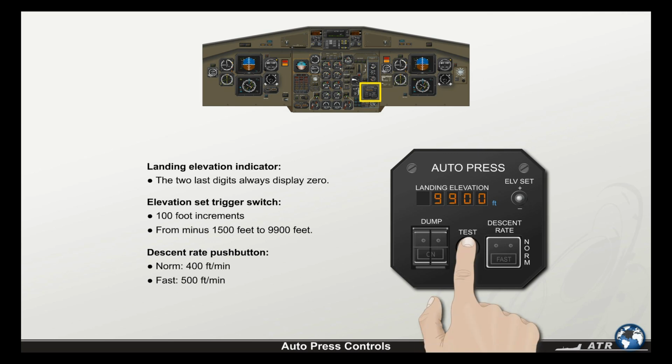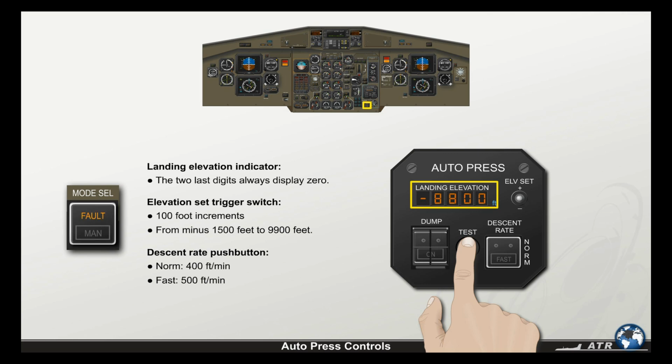By pressing and holding the Test push button down, the system is electrically tested. The test is considered accomplished when the landing elevation indicator displays alternately 18,800 and minus 8,800, and the mode push button fault light illuminates amber. This test is inhibited in flight.